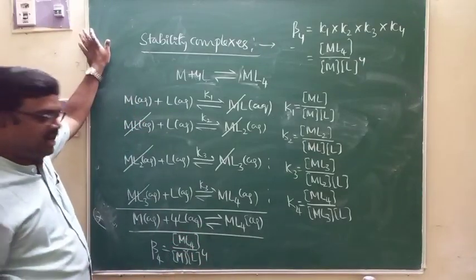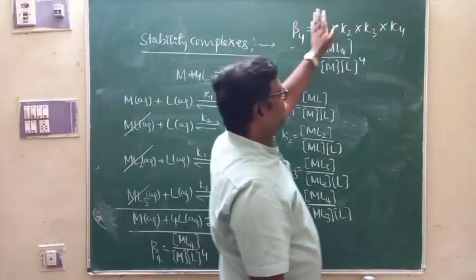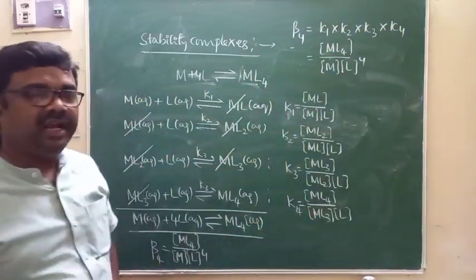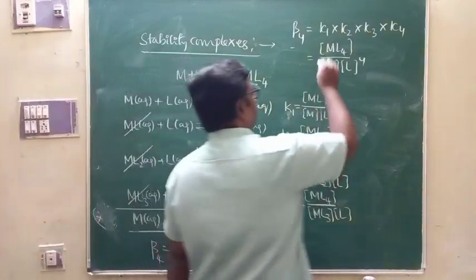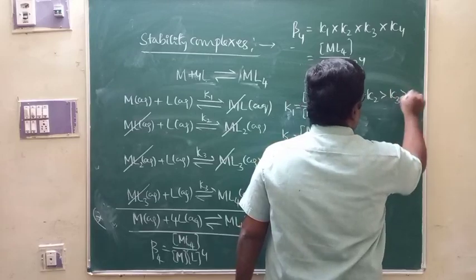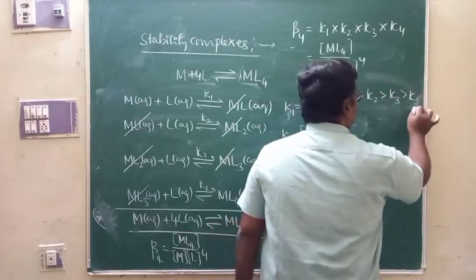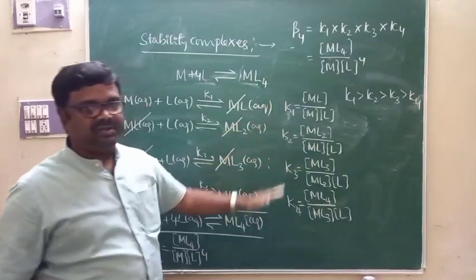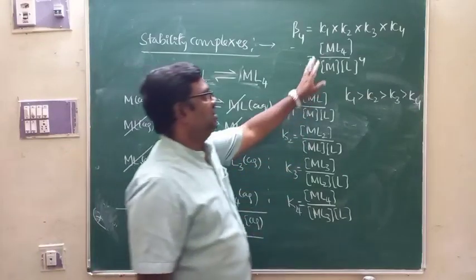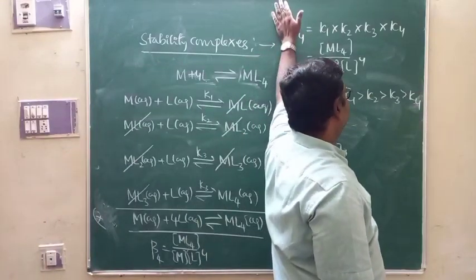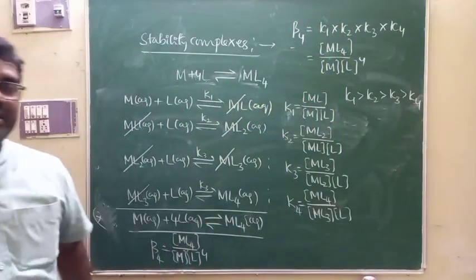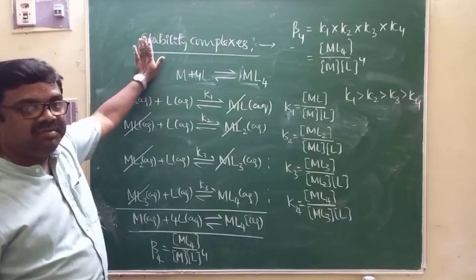And that beta 4 is equal to what? It is the product of stepwise association constants of individual steps. And it has been observed that K1 is greater than K2, and of course greater than K3, and then greater than K4. As the number of steps increases, the association constant goes on decreasing. So this is what we call the overall association constant, equal to the product of individual association constants of all the steps, and that is what we call the stability of the complexes.